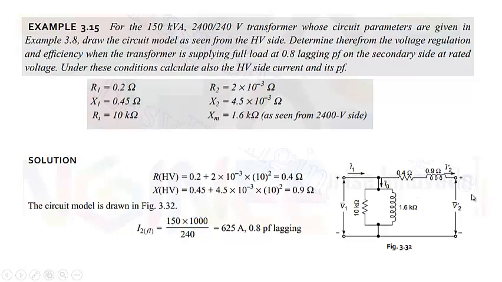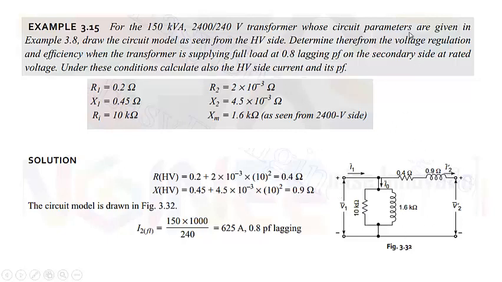So the circuit parameters are like this. This is 10 kilo ohm, this is 1.6 kilo ohm. So we will refer it to the high voltage side. The high voltage side resistance will be equal to 0.2 plus 2 into n square, where the transformer ratio n is 10, that is 0.4. The high voltage side reactance will be equal to 0.45 plus 4.5 into 100, that is 0.9. So this is the equivalent circuit.